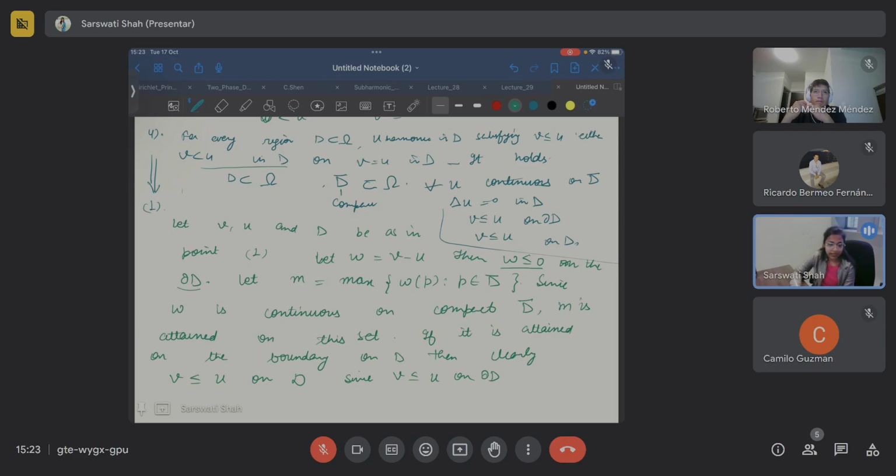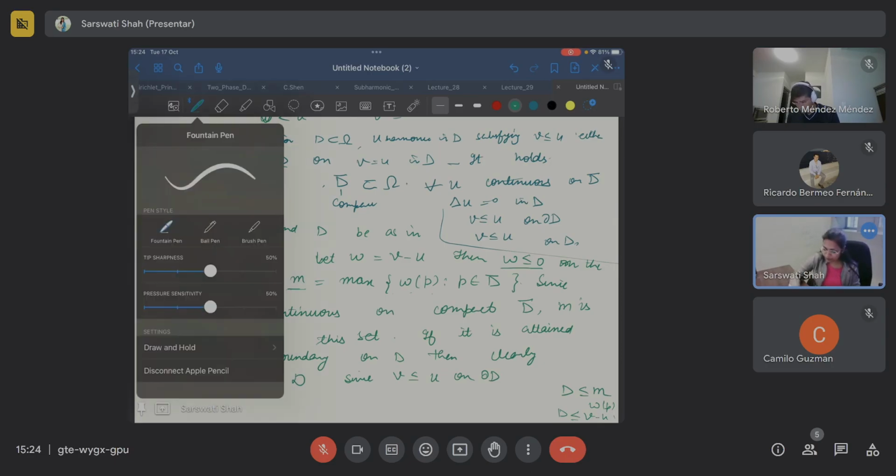So if we are assuming that the maximum value M, that is W of P, is going to attend on the boundary, then all the values lying inside the region D will for sure be less than or equal to M, that is W of P. It will be less than or equal to V minus U, because this is the definition. We have assumed that V is less than or equal to U on the boundary of the domain D, compact set D.